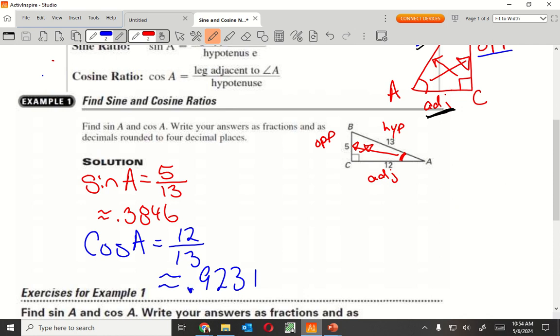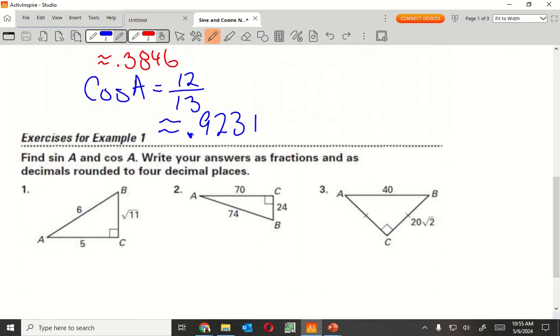That's it. Is that pretty easy? So the hardest part out of all this is identifying it first. Identify all your sides, and then you can just plug those in. Make sense? Okay, so I want you guys to try 1, 2, and 3. Write me out.